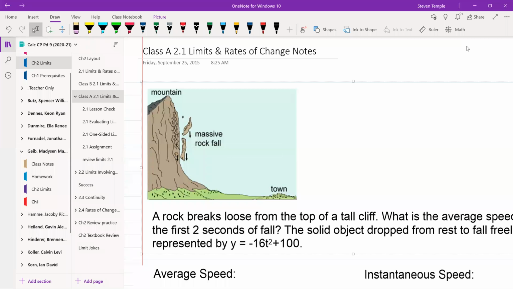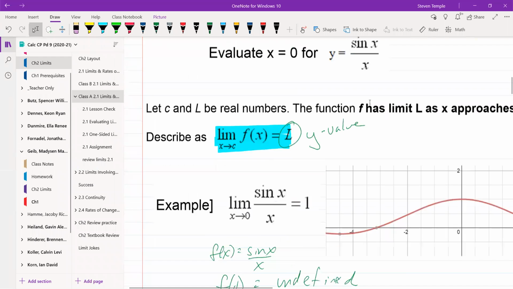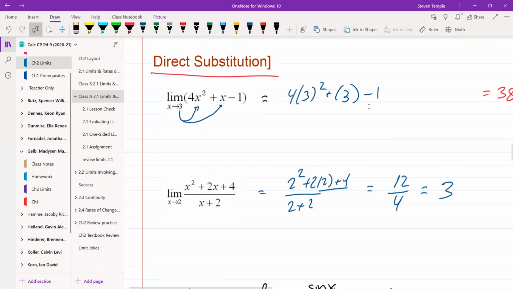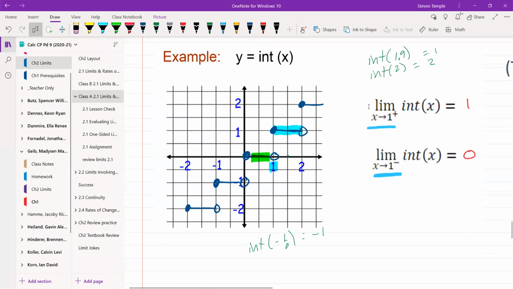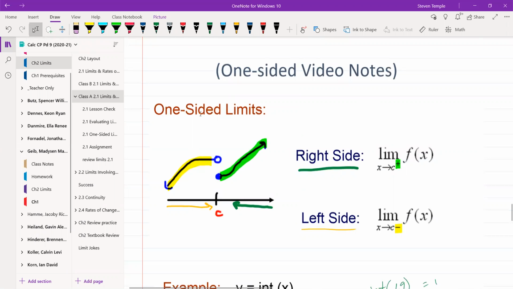Hello, calculus students. All right, so we are in section 2.1, and we just talked about the definition of limits. Our last set of notes were focused on one-sided limits, and I'm going to go ahead and give you some practice on this, and some demonstrations on how this is applied.